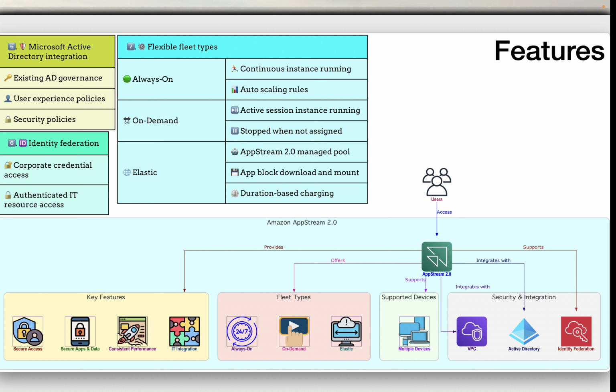There are flexible fleet types. One is always on, so instances run all the time even when no users are streaming, managed through auto-scaling rules. Second is on demand. Instances run only during active streaming sessions. Not assigned instances remain stopped and are managed through auto-scaling rules. Third one is elastic. AppStream manages the instance pool. Users start streaming after the app block is downloaded and mounted, and this is charged based on streaming session duration.